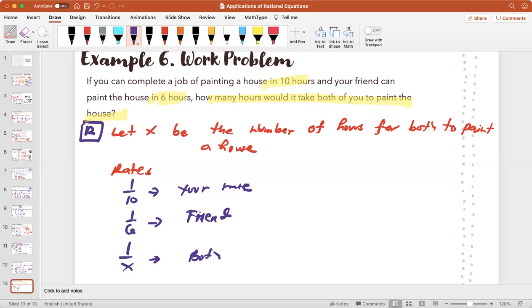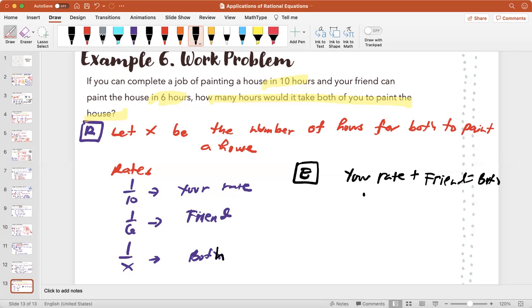So let's find our equation based on this information that we have. This is simply helping one another. So is this an addition or subtraction? Are we adding the rates or are we subtracting? You are actually helping. So your rate plus your friend's rate equals the rate of you both painting the house.